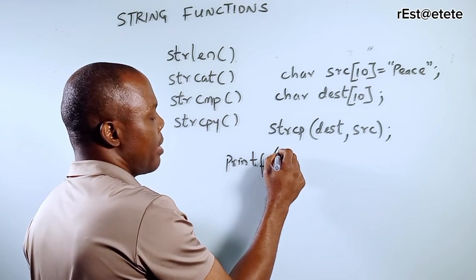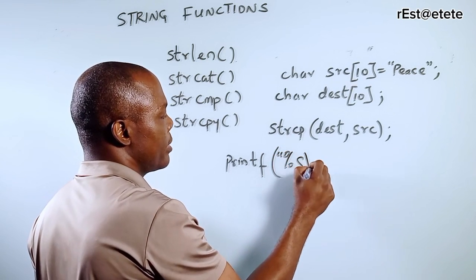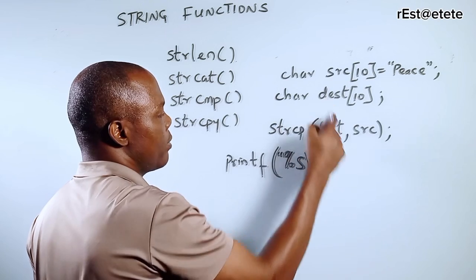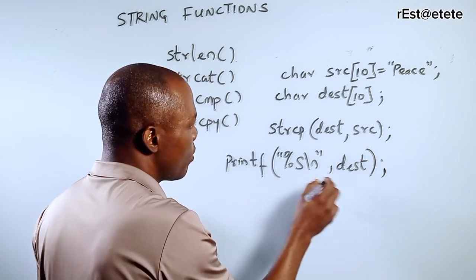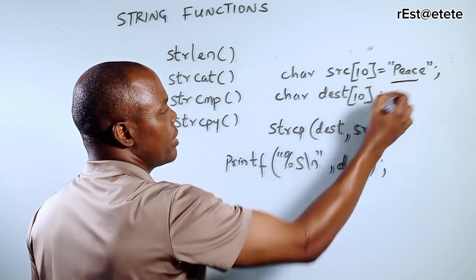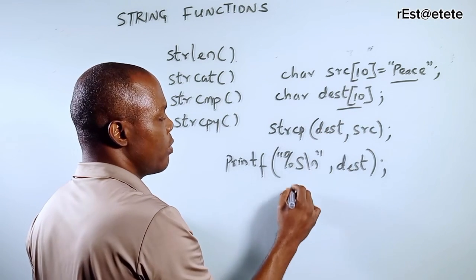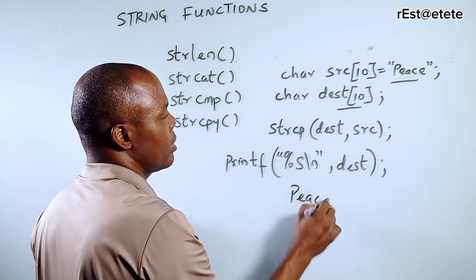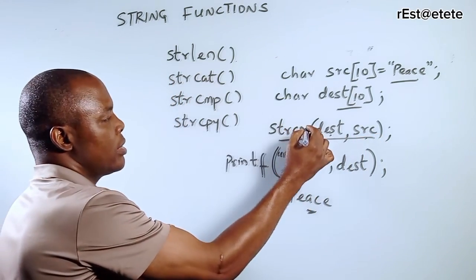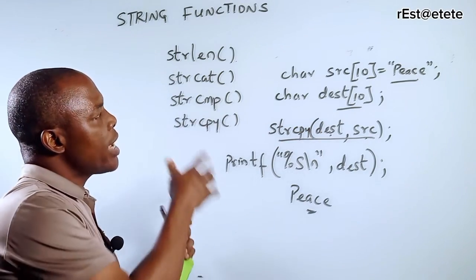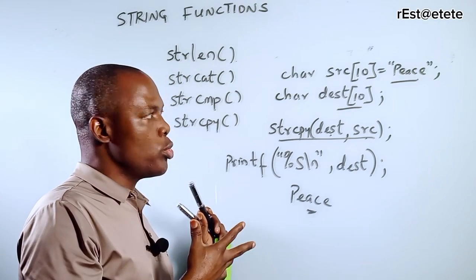So if I now say printf, %s\n, then I want to print out destination. What would this one give me? Because I've copied what is in this place into this place, right? So this will give me what? Peace. So I'm using my string copy to copy from source to destination. That's strcpy.